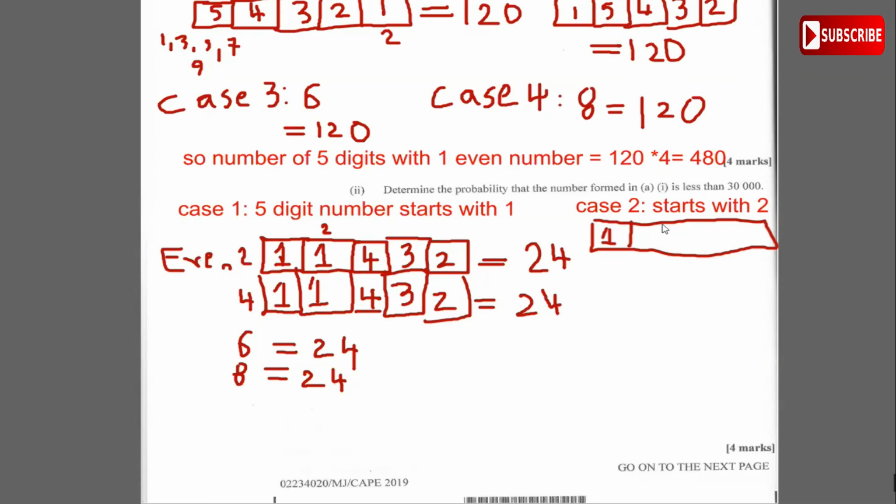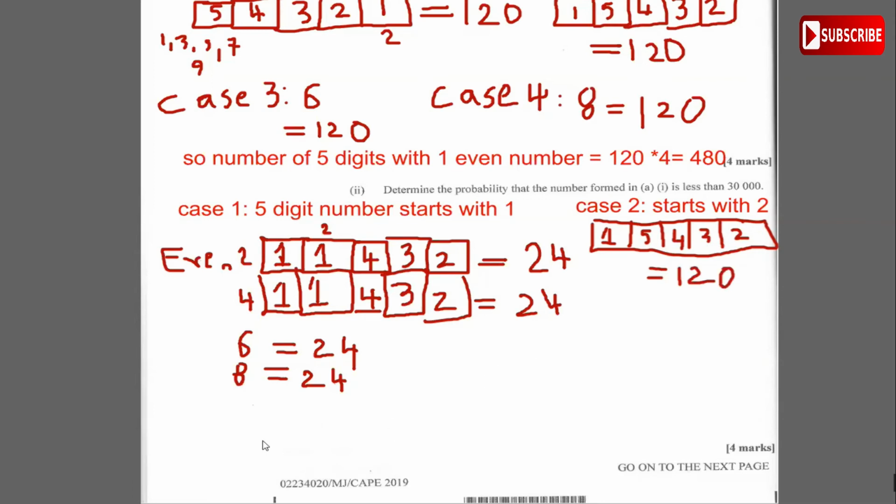All right, and so we're left with 5 other digits we can choose. 5. Then 4 digits we can choose here. Then 3 digits we can choose here. 1, 2, and then 2 digits we can choose here. So this equals 5 factorial, which is 120.